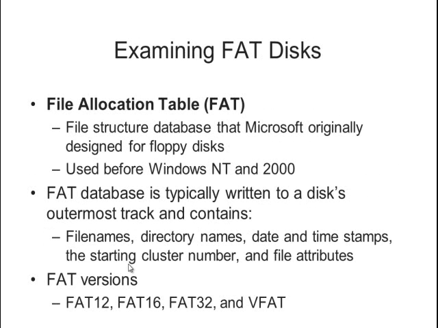The file allocation table disk. File allocation table, or what I'll call FAT, is the file structure database that Microsoft originally designed for floppy disks. It was used on file systems before Windows NT in 2000. A FAT database is typically written to a disk's outermost track and contains file names, directory names, date and time stamps, the starting cluster number, and the file attributes.